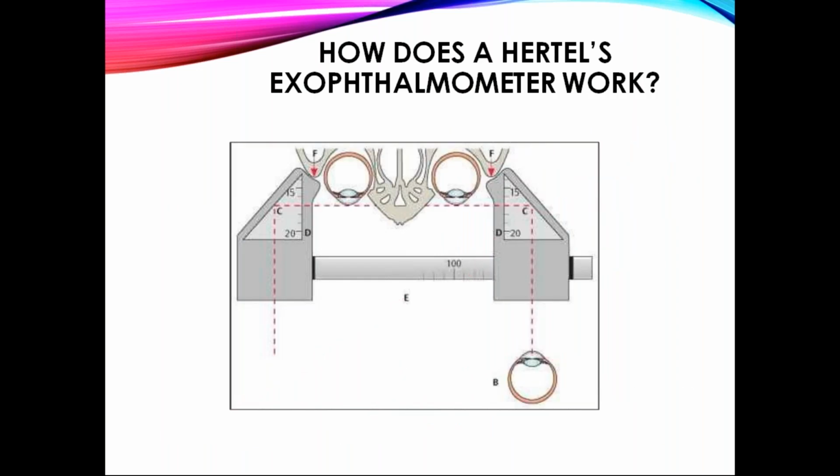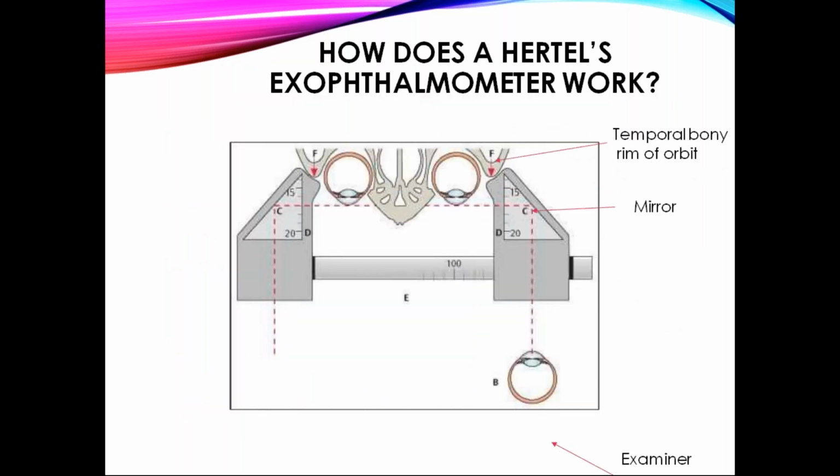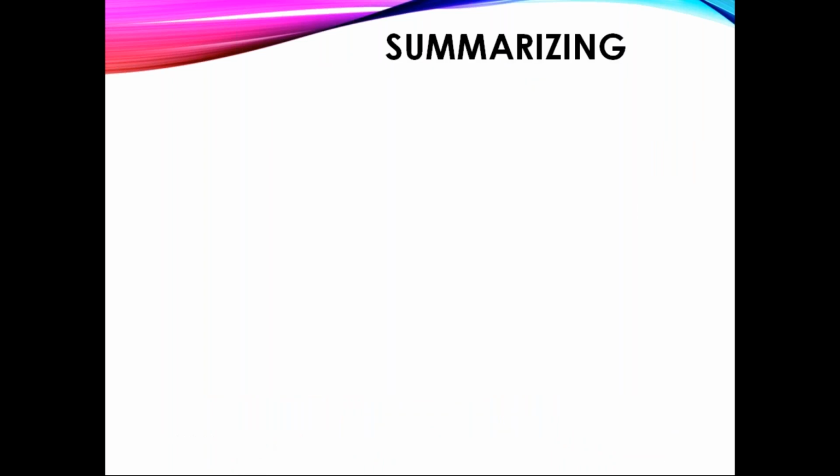When it comes to evaluation, as I said, you have to evaluate all the P's: proptosis, pulsation, pupil in the anterior segment examination, and you have to palpate. You have to do a prism bar cover test. Prism bar cover test is to identify the amount of deviation, and perception of color vision, perimetry, fundus changes, periorbital changes, Valsalva maneuver. These are the maneuvers which are to be performed in the examination. A thorough systemic evaluation also is important because many systemic diseases do cause proptosis.